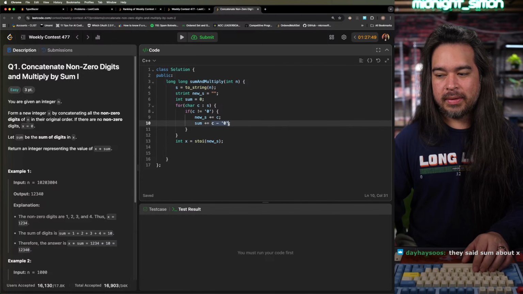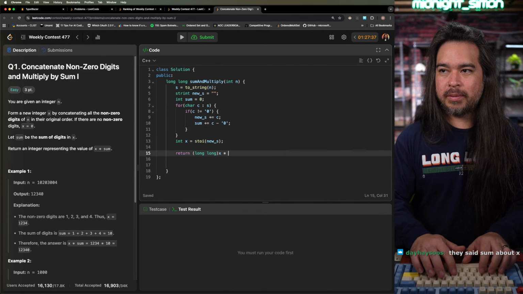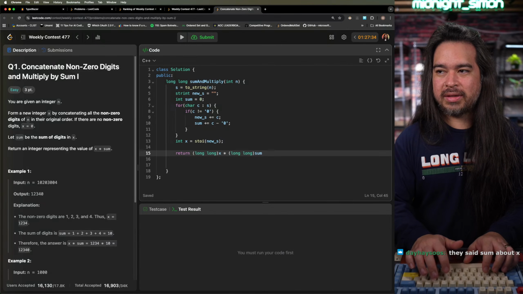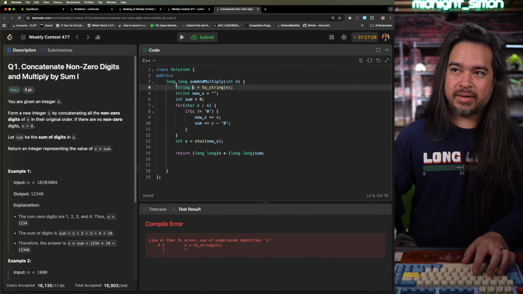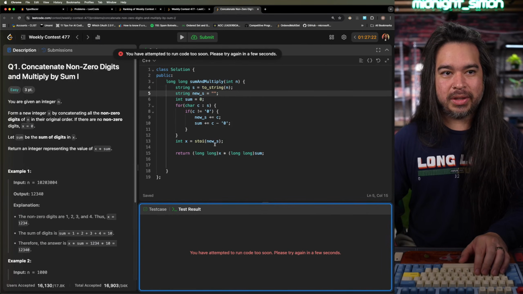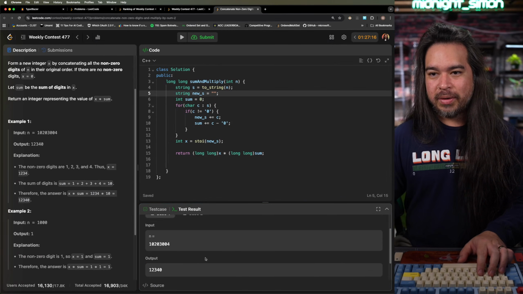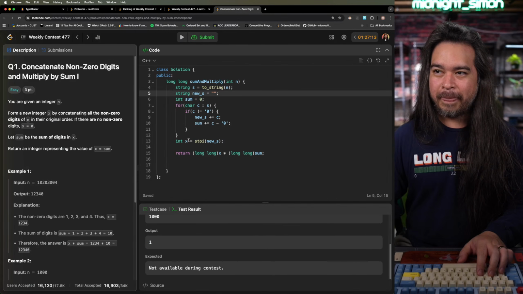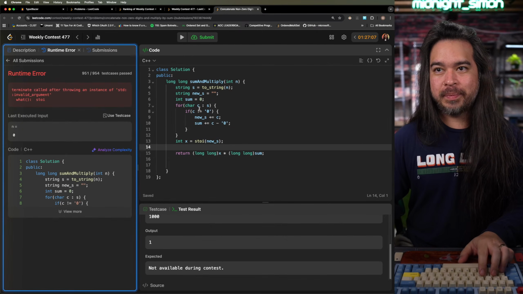And then return an integer representing the value of x times sum. So I gotta cast. I don't think I have to cast them both, but I'll just do it anyways. I know I don't have to cast them both, right? Typos, man, come on. Alright, so 1, 2, 3, 4, 0 and 1. Should I send that? Any chance of an overflow? Hopefully not. Sending it. Come on, man.